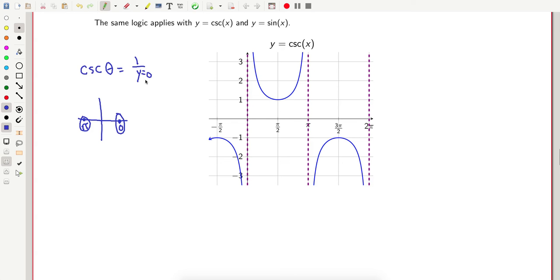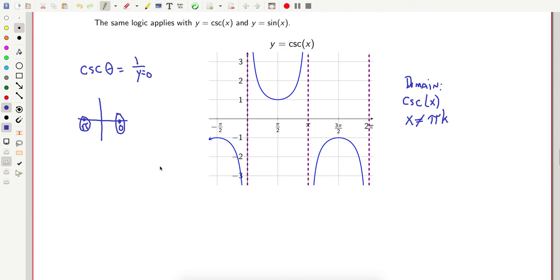So with cosecant, we're going to end up on the x-axis when y equals 0. So our domain for cosecant of x is that x cannot equal multiples of pi radians, so pi times some integer k.